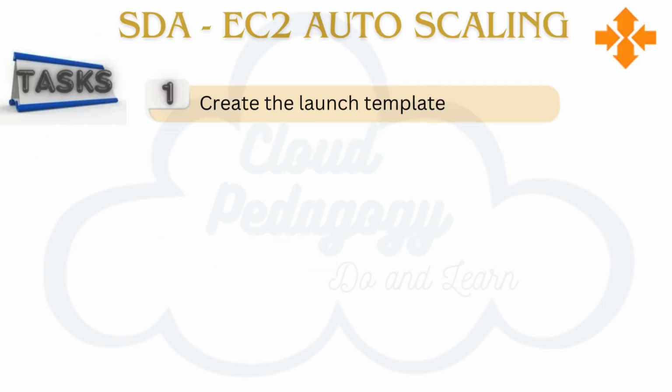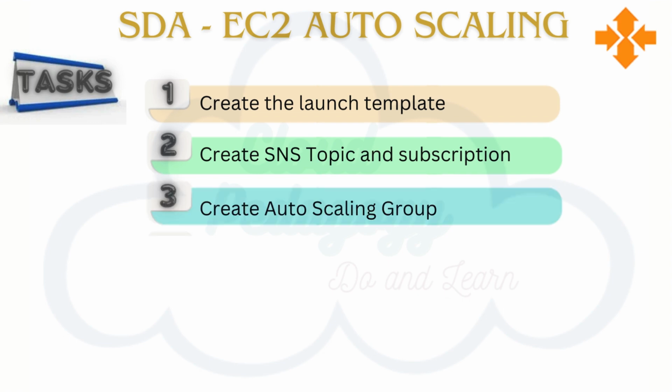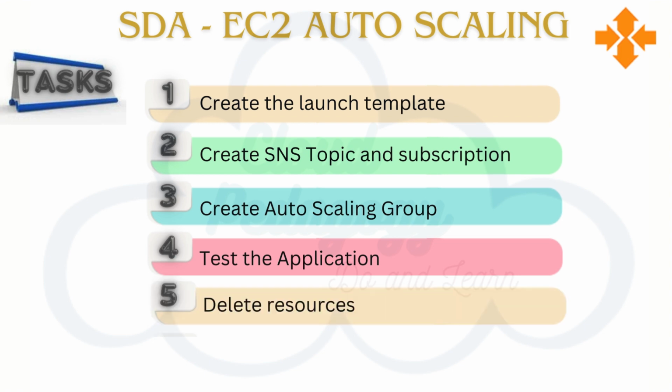In the first task, we will create the launch template. In task 2, we will create SNS topic and subscription. In task 3, create auto scaling group. In task 4, we will test the application. In the final task, we will delete all the resources that are created for this exercise. So let's get going with the first task.